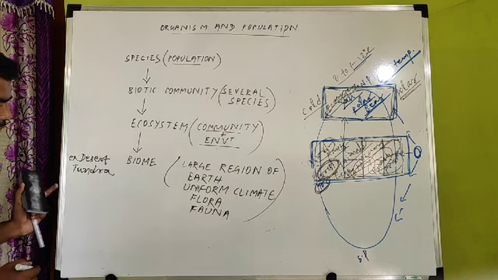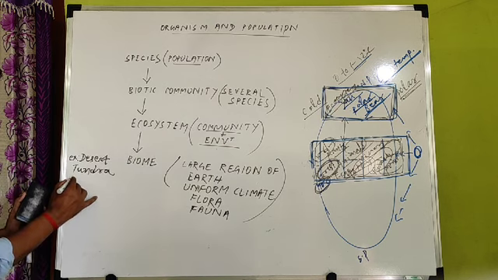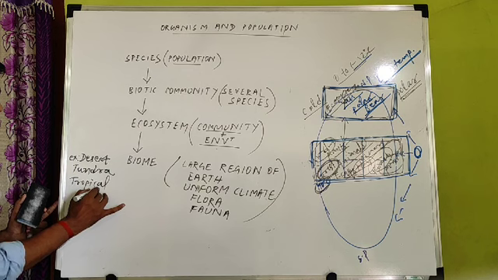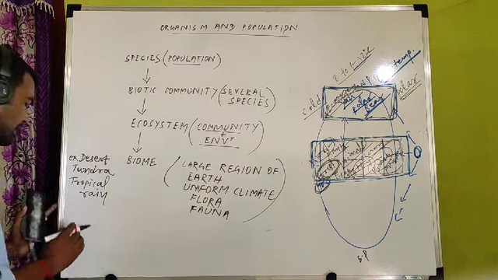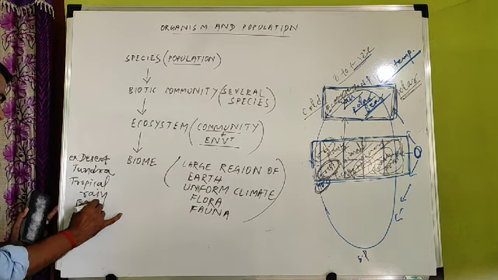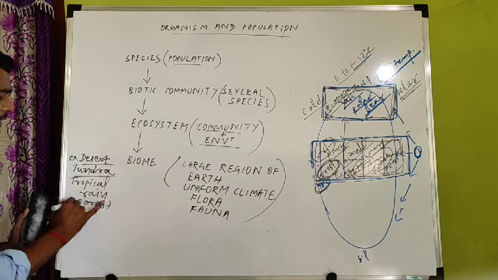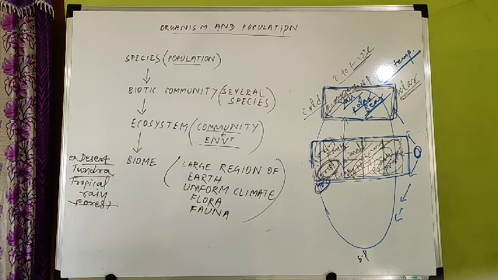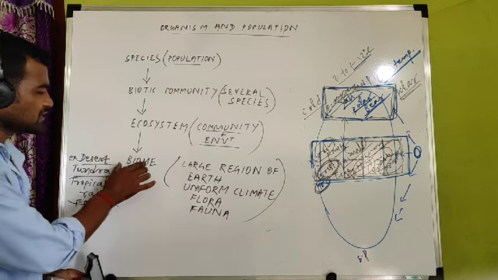So different biomes you find. Tropical rainforest, which is found in this region, the high temperature region. So these are examples of some biomes. A large region with uniform climate and a specific flora and fauna. So this completes your biome.